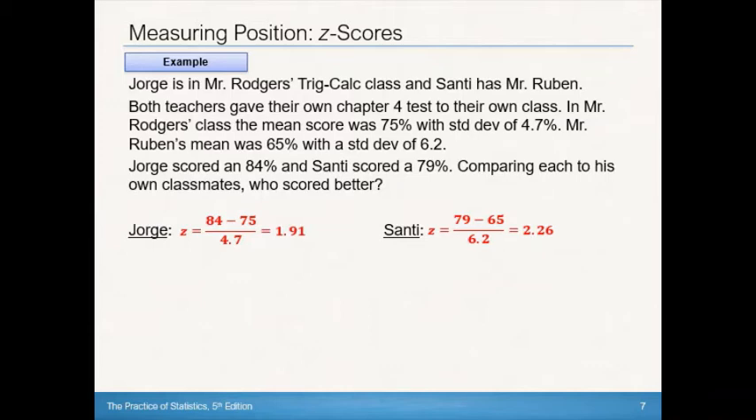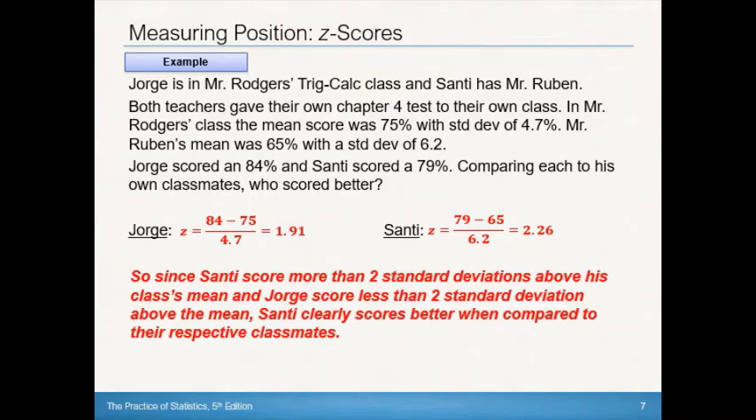So even though Jorge's score, ultimately 84, is better than a 79, Jorge did not do as well relative to his own class as Santi did relative to his class. So Santi scored more than 2 standard deviations above his class mean, whereas Jorge scored less than 2 standard deviations above his mean. So clearly Santi did better when you compare them to their relative classmates.